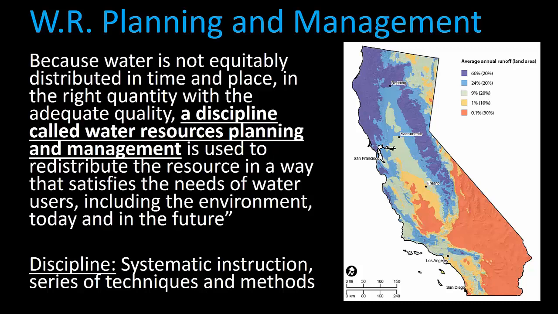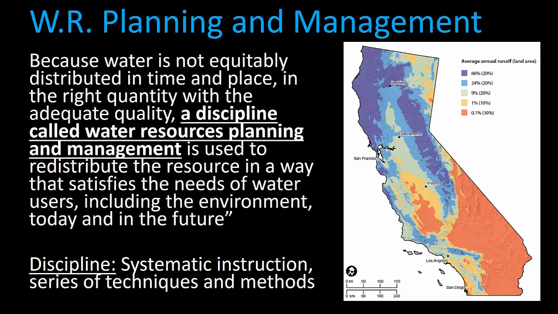So in this discipline, water resources planning and management, we use some of the techniques and methods developed to find ways to improve the distribution, the allocation of water, in a way that satisfies the needs of water users, including the environment. And something important is not only for today, but in the future. So when you think about water resources management, think about managing your bank account, your finances. Don't run up the credit cards that much, but definitely that's something that you have to think about. So that's water resources planning and management.